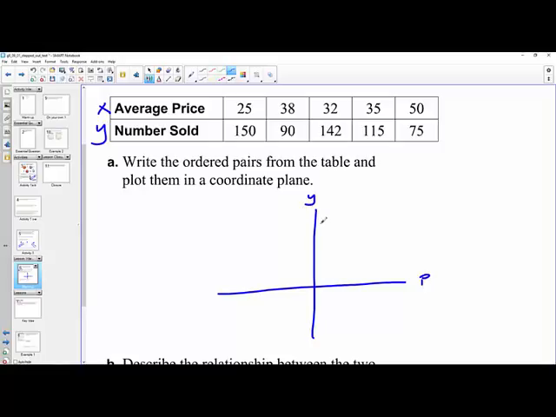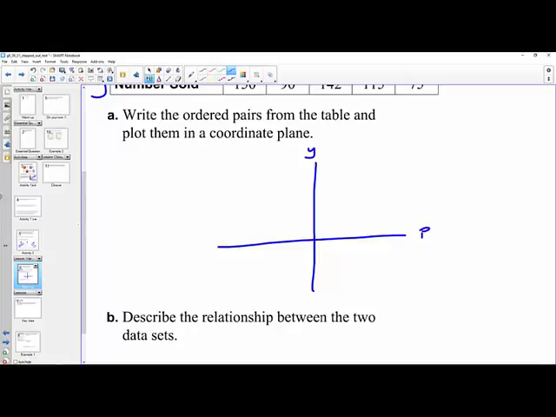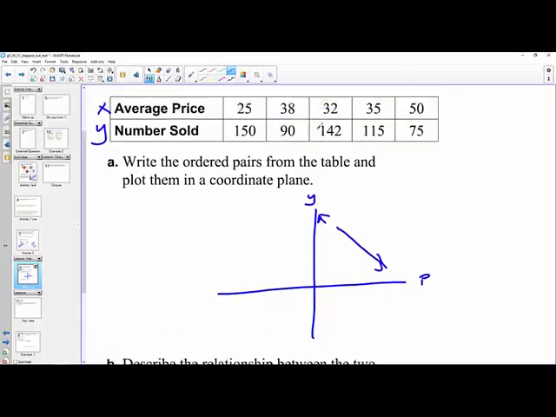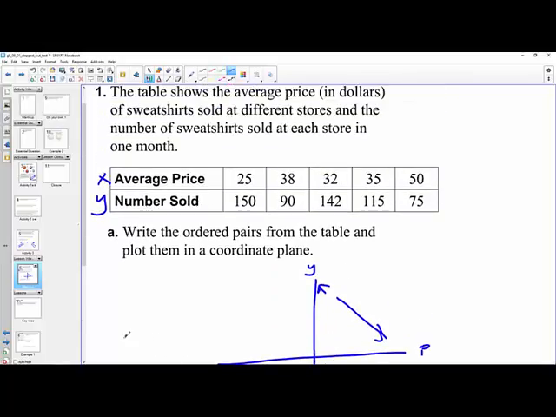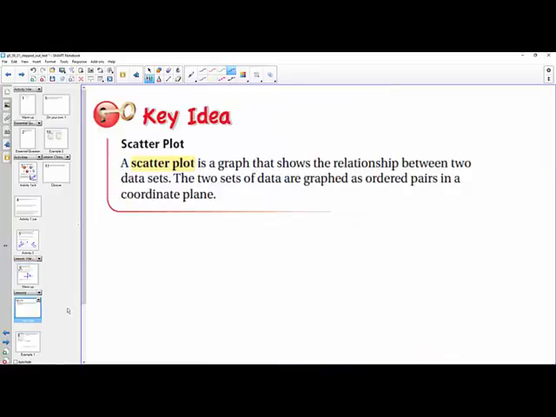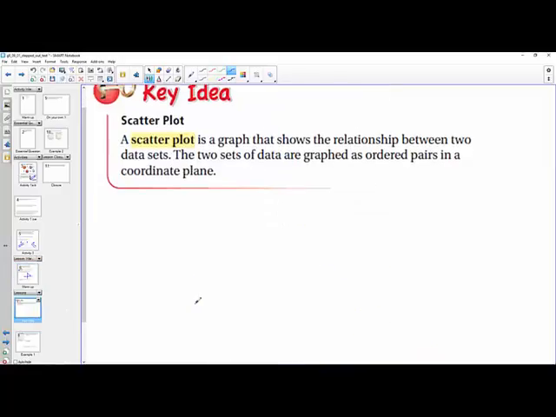So basically what it looks like is the higher the price, the less that I'm going to sell, right? So if I'm at $50, I'm going to sell 75. But there does appear to be some inconsistencies as you plot this out. But if you would actually plot these out, I'm guessing it would go in a negative correlation, that the more expensive it is, the less of them you're going to purchase. And that's what stores do all the time. They try to figure out the best price to make the most money.